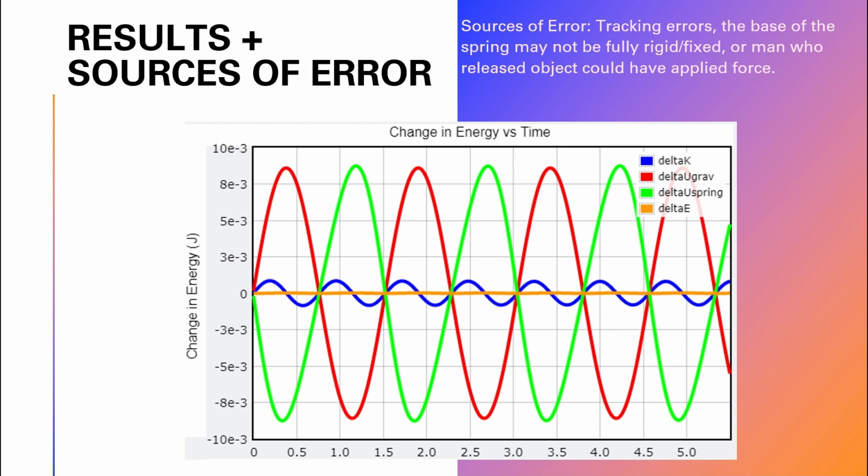So that's great. And then I have some sources of error up here. So some possible sources of error are tracking errors. I could have clicked the wrong place in the video. Another possible error is that the base of the spring may not be fully fixed or rigid, and so whenever the object is moving, then it could be jerking the body it's attached to via the spring around, which would then kind of add some confounding forces to the mix.